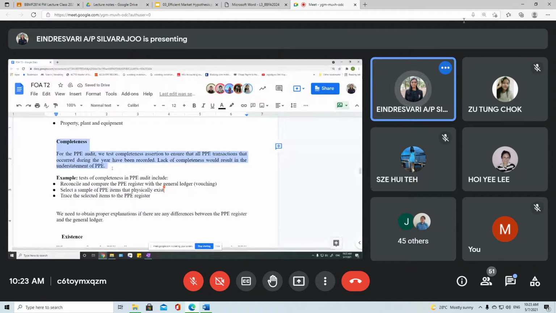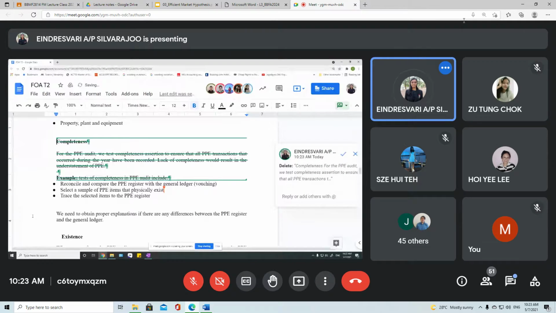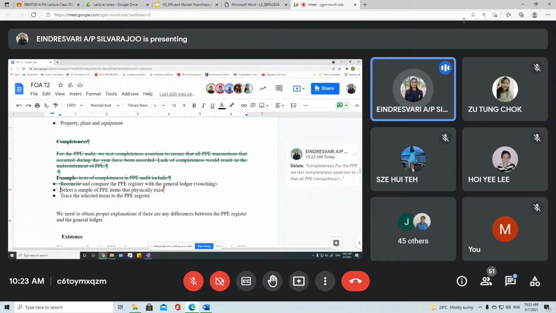Okay, let's look at PPE. Reconcile and compare. You are not going to do reconciliation. Reconciliation will be done by the accountant. Because auditor, we are reconciliation is the accountant's job. It is part of preparation of financial statement. If you want to reconcile, or from auditor side, you may want to re-perform the reconciliation. You have to use the word re-perform the reconciliation. Okay.